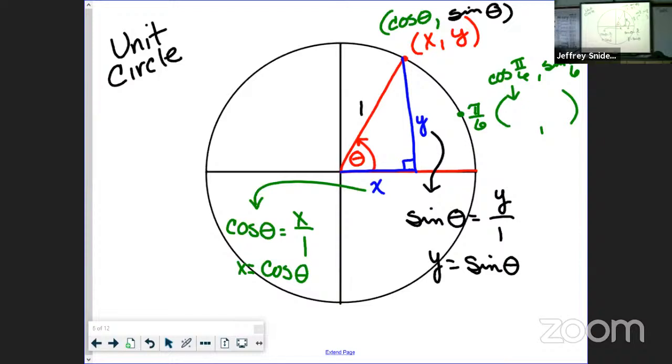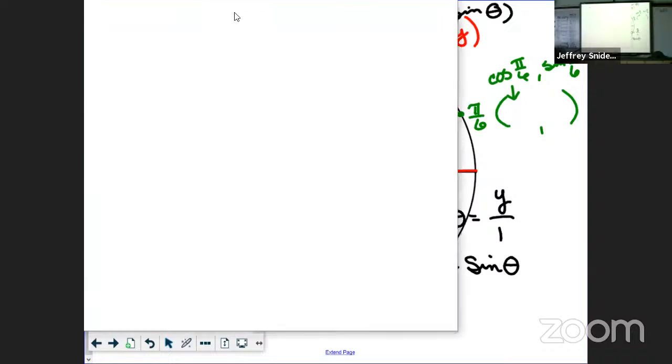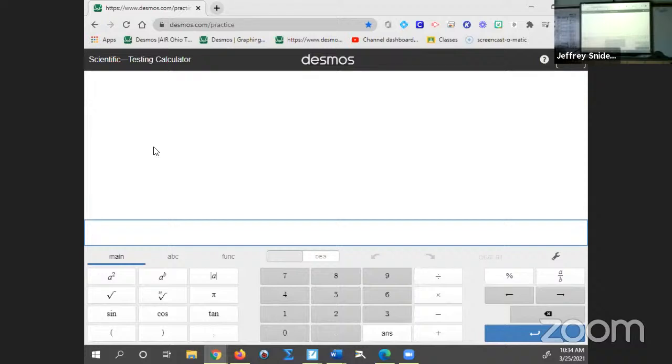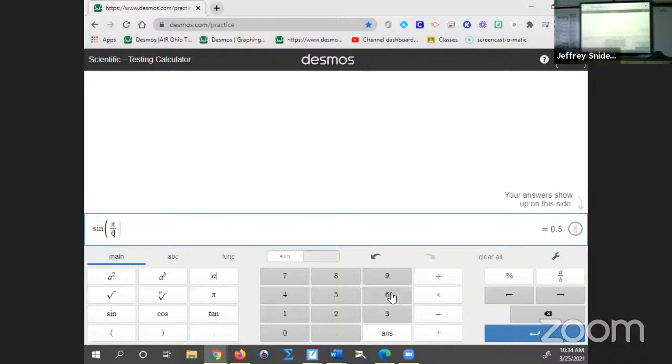Here we go. Now, the first thing is I have to make sure that I'm in radians, because that's the angle I gave you. Here we go. Sine of pi over 6. Look what it says it is. 0.5, which is what we said it was.